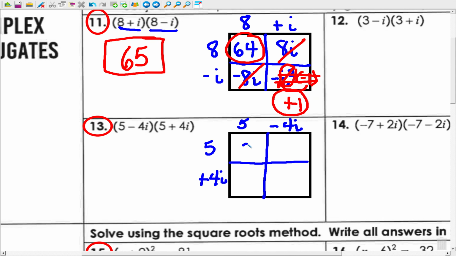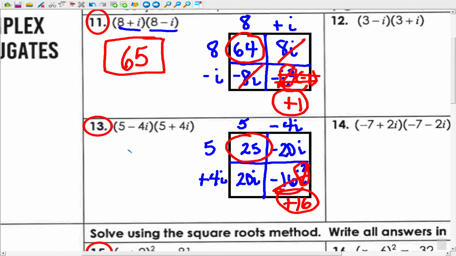Go ahead and multiply 25, 20i, negative 20i, and then negative 16i squared. Now, I'm hoping by now you know what's going to happen, because I want to make this neater. You know that this right here is going to make it a negative 1. And a negative times a negative makes positive. So this is going to end up being a positive 16. Positive 16 and a positive 25 is going to give me 41.